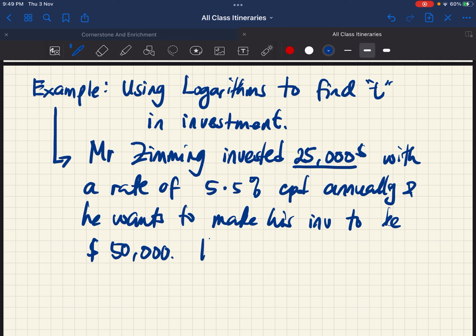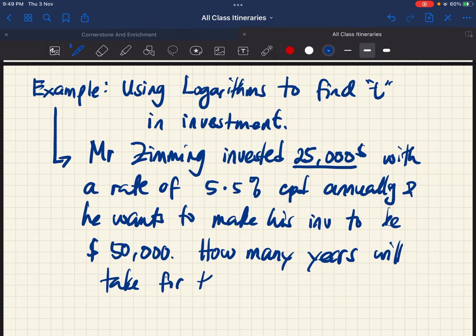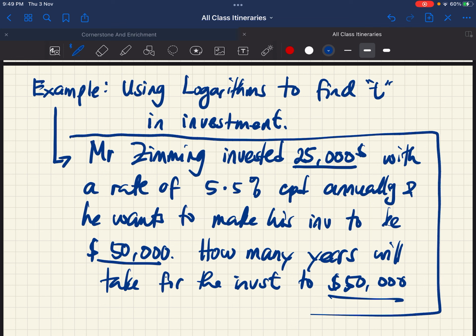Question is now, how many years will it take for the investment to be $50,000, okay? Same as this one. Okay, so this is the situation. I would like you to look at it very carefully.